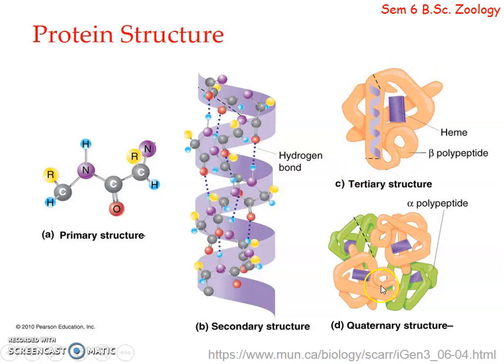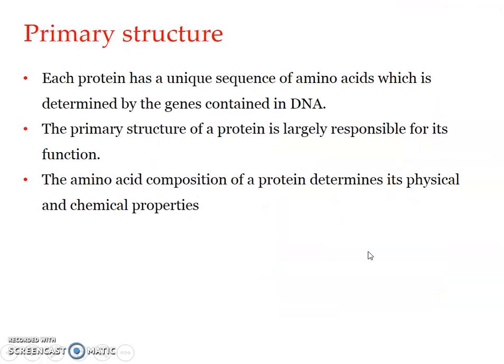Coming to quaternary structure, you can see this light orange one is one polypeptide, and this is another. These two are the same, two polypeptide chains of the same kind. The green one is a completely different polypeptide chain, and there are two copies of the same. If this is beta, this is alpha. This is actually hemoglobin. You will be learning it in your physiology classes. So this is about the protein structure.